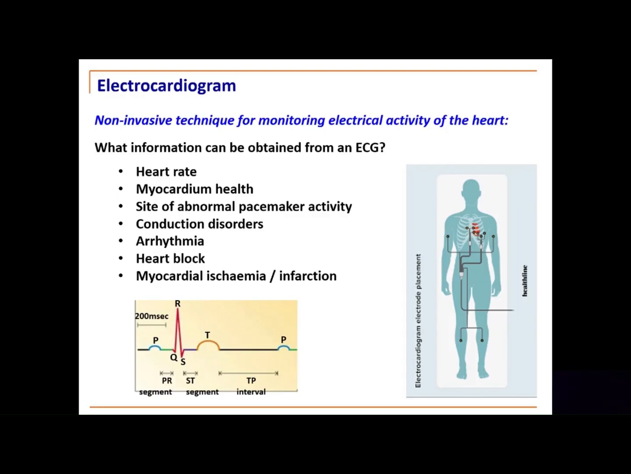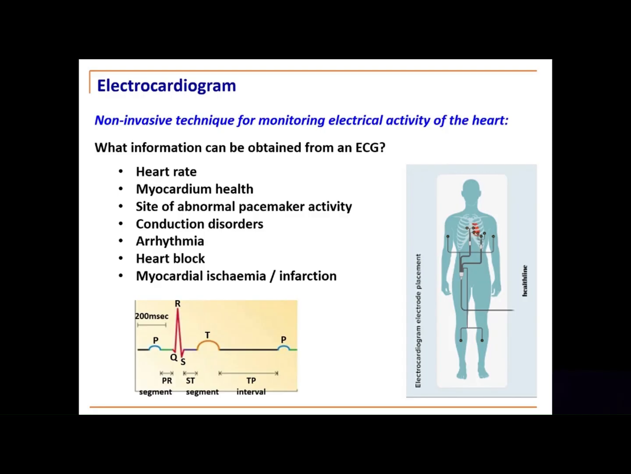And this is what your standard ECG will look like. You'll have a P wave, you'll have a QRS complex, you'll have a T wave, and then you'll go back to your P wave. So this whole complex here is one cycle, or one cardiac cycle. Okay, and we have various intervals. So we have a PR segment, an ST segment, a TP interval.